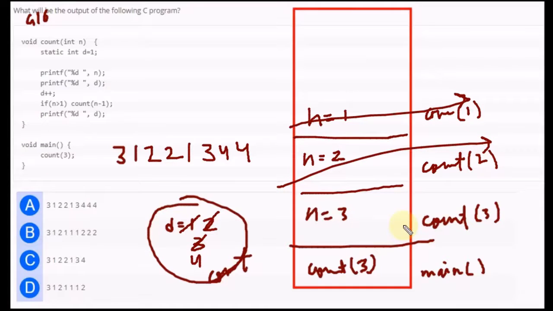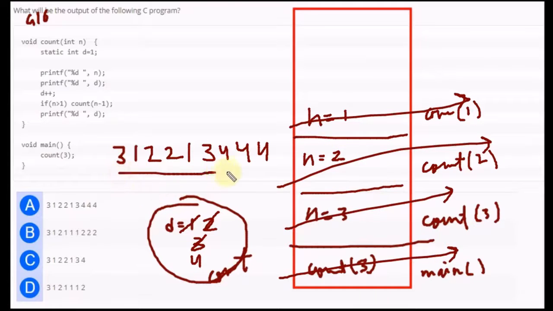Now we came back to our count3 function. We were here, and after that this line will be executed and print the value of d, that is 4. So 4 will be printed here. This function will also be popped out because this is its last line. Now we came back to our main function. This was the last line in the main function, so it will also pop out from the memory, this complete stack will be cleared, and this will be the final output.